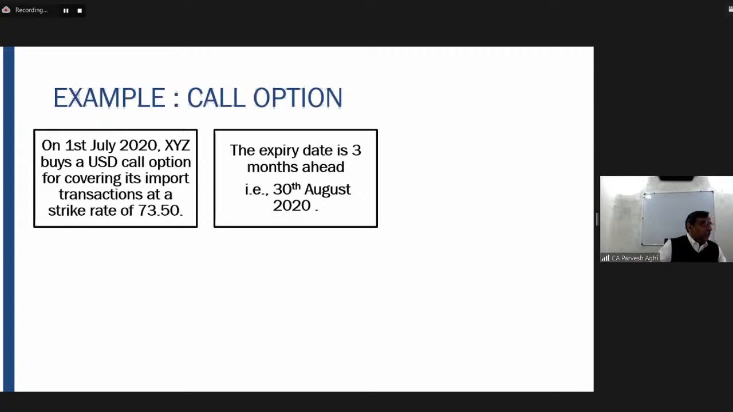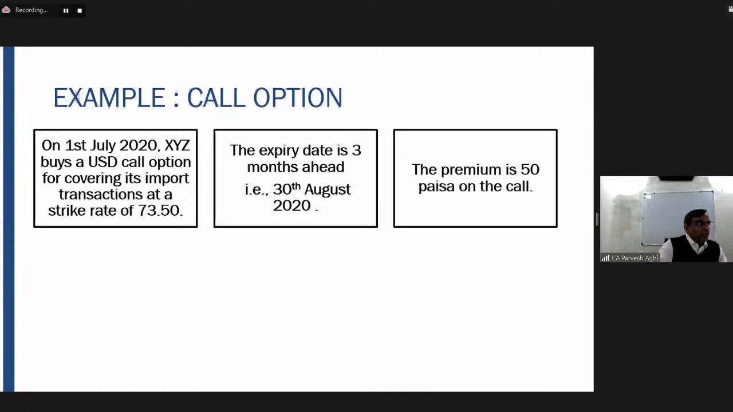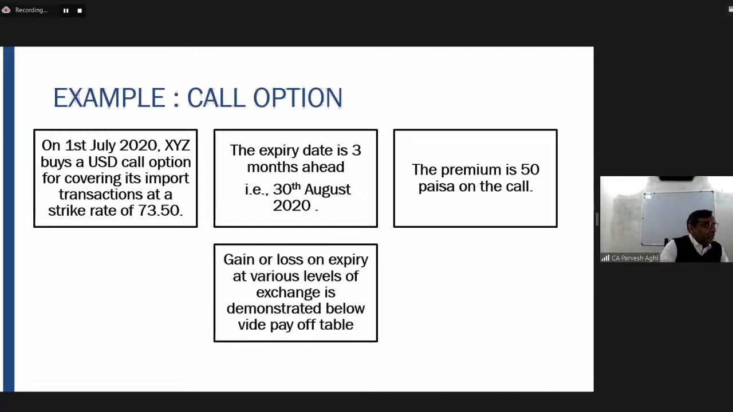So you have to make a payment on 30th of August, and the expiry is also happening after 3 months. The premium is 50 paisa on a call. So you pay a 50 paisa premium for entering into a right to buy $1 at 73.5. Gain or loss on expiry at various levels of exchange is demonstrated below via a payoff table.